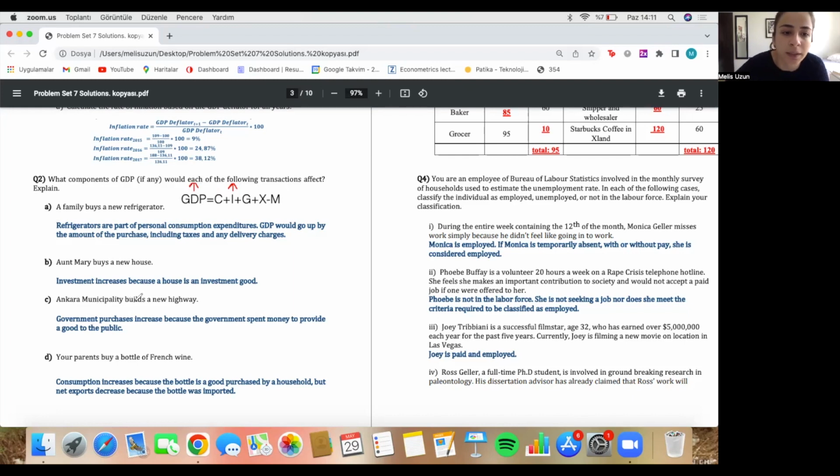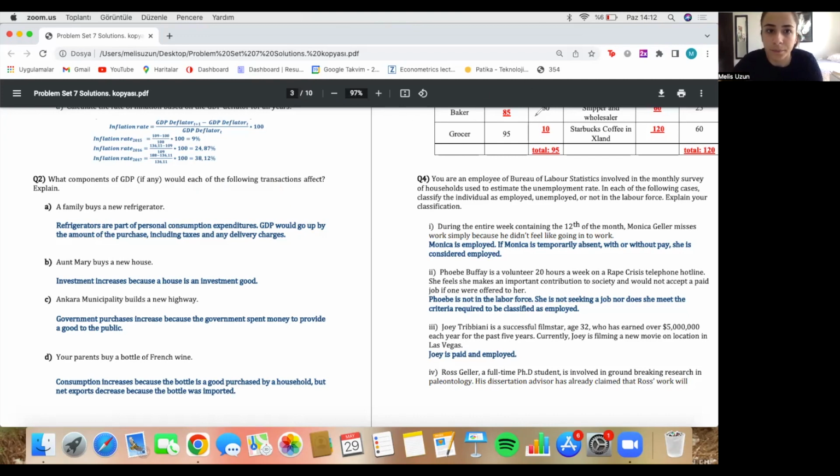Ankara municipality builds a new highway, which is government spending. If government spending increases, GDP will also increase. Your parents buy a bottle of French wine, which is personal consumption. But let's say your parents live in Turkey, and if they buy a French wine, it's an import. So it also increases imports, and you see there's a minus sign. Consumption will increase because they do personal consumption, but net exports, which is exports minus imports, will decrease because the bottle is imported.